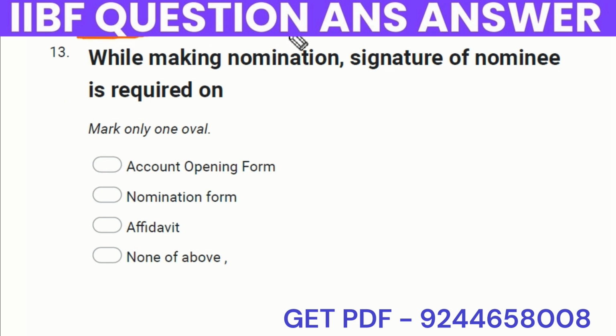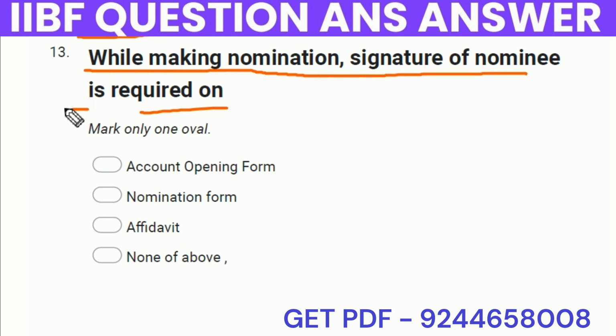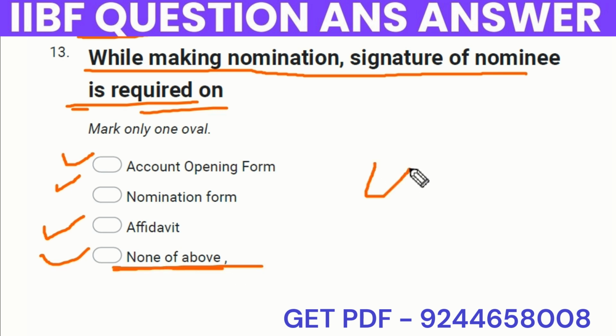Next question. While making nomination, signature of nominee is required on: first option, account opening form; second option, nomination form; third option, affidavit; fourth option, none of the above. None of the above is the right answer. Fourth is the right answer.